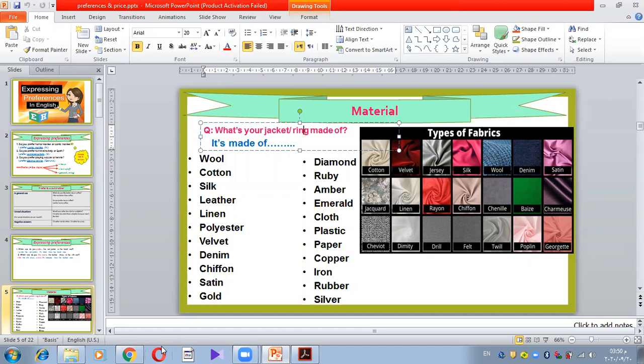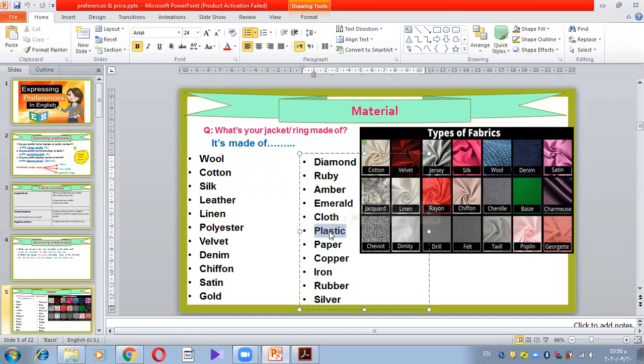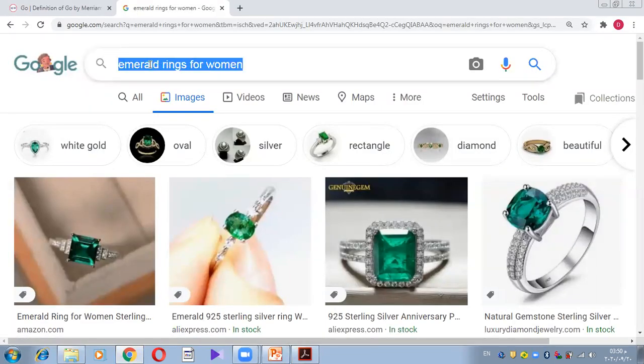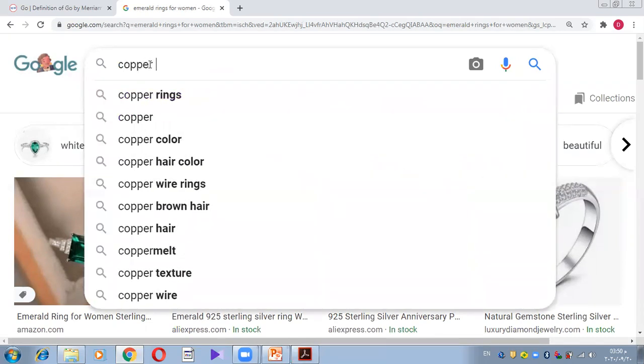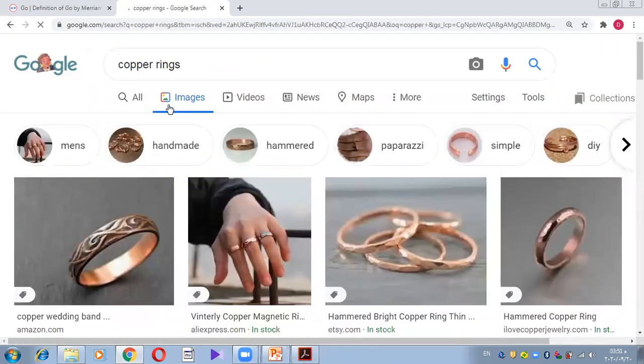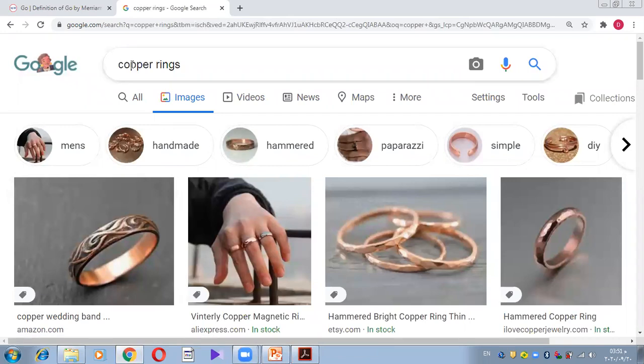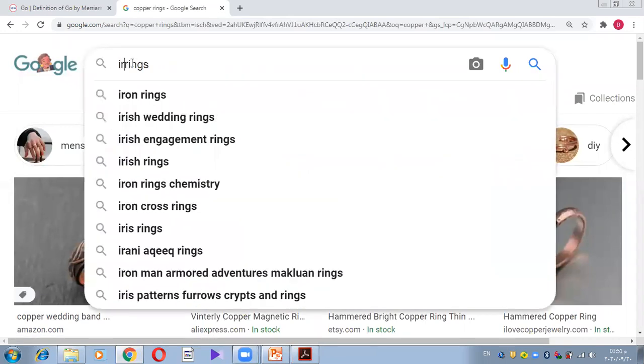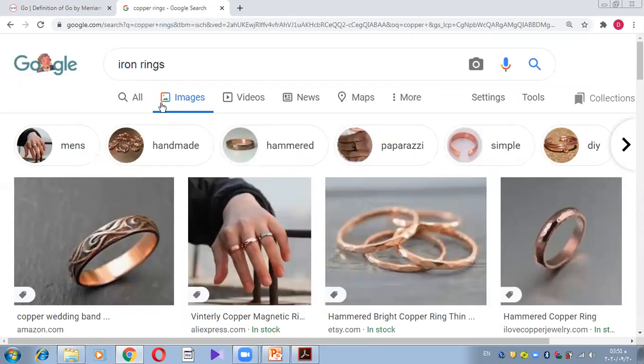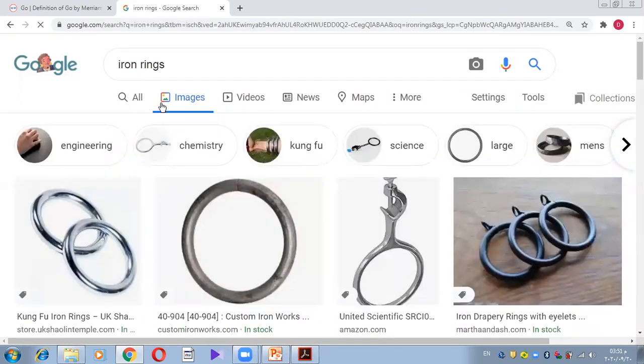Cloth. It's the type of cloth. It's made of what? Okay, if you are speaking about other accessories, bracelets or something, you can say made of plastic. It's easy. Paper is easy as well. Copper. Let's see, copper what? Copper rings, okay, as well. That's copper rings. You see copper? That's a copper. It's not gold. Iron. Okay, iron. That's iron.